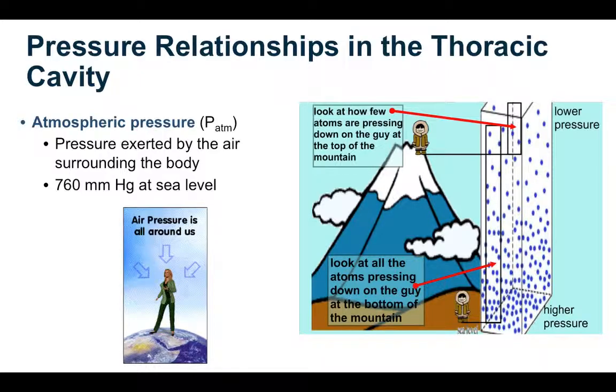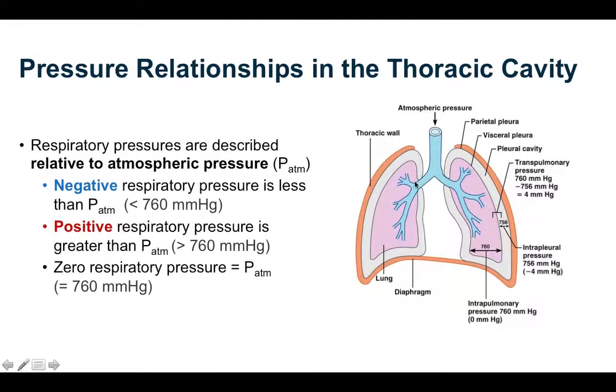Atmospheric pressure is just the pressure that the molecules of the air are putting on the outside of your body. At sea level, this pressure is going to be about 760 millimeters of mercury. As you go higher in altitude, that pressure is going to become lower. So those molecules of air are going to be putting less pressure around your body. When we're talking about pressures in relation to breathing, we need to remember that all of the pressures we talk about are going to be in relation to that atmospheric pressure.